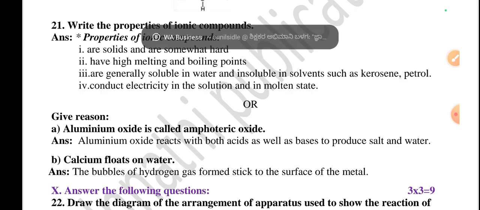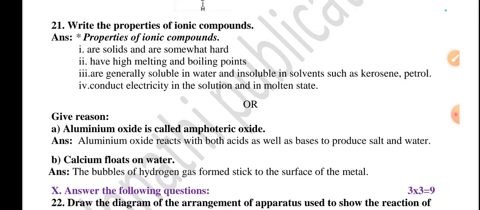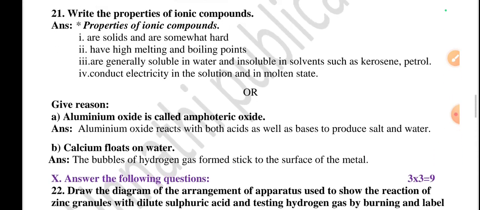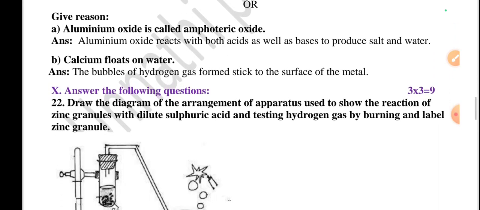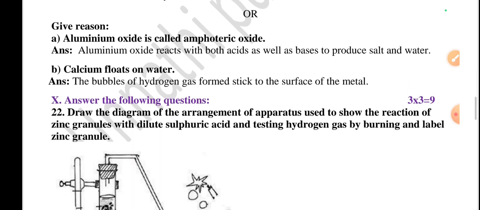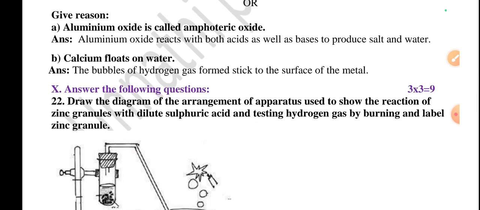Ionic compounds are generally soluble in water and insoluble in solvents such as kerosene and petrol. They conduct electricity in the solution state. They are bad conductors of electricity in the solid state, and in the solution state and molten state they are good conductors of electricity. For this question, they asked a recall-type question. If you know the properties of ionic compounds, you can write this answer.